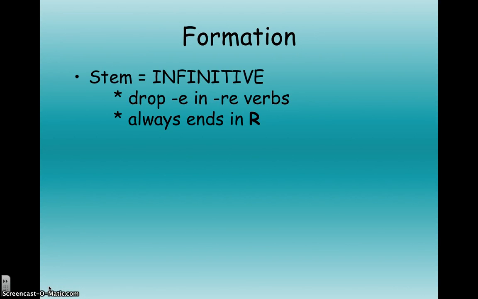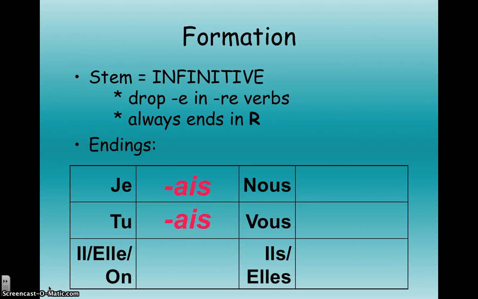The stem is the infinitive. We're going to drop the E if our verb is an RE verb. That way our stem always ends in R, which hopefully sounds familiar to you. Here are our endings: ais, ais, ait, ions, iez, aient.